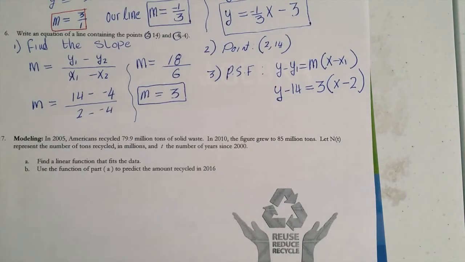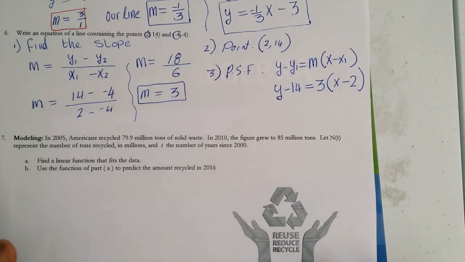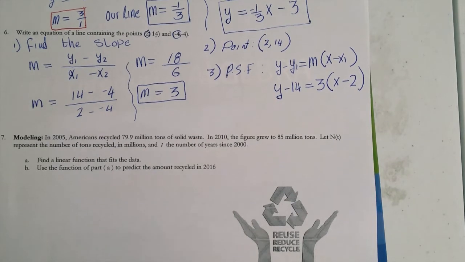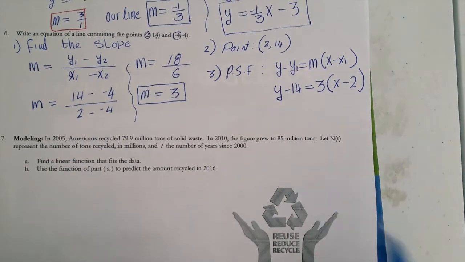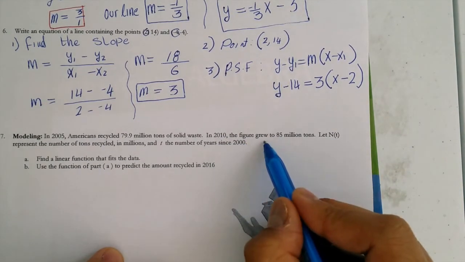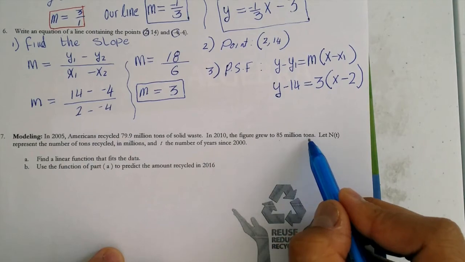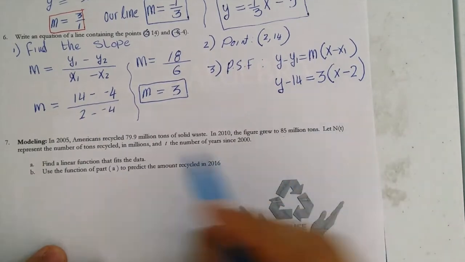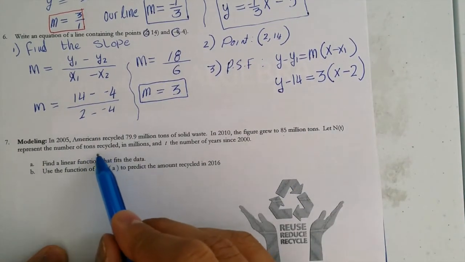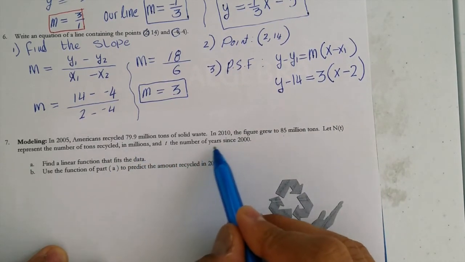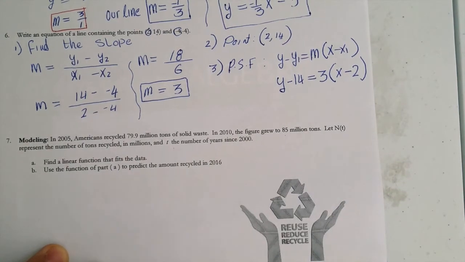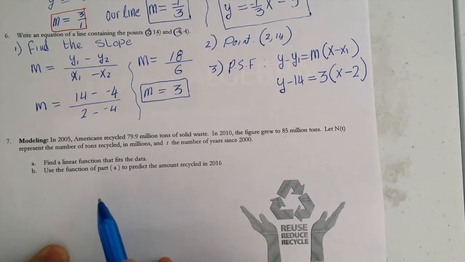Alright, let's take a look at a simple application. It's not going to be too hard, so don't worry too much. Modeling. In 2005, Americans recycled 79.9 million tons of solid waste. In 2010, the figure grew to 85 million tons. Let N represent the number of tons recycled in millions, and T the number of years since 2000. Find a linear function that fits the data.